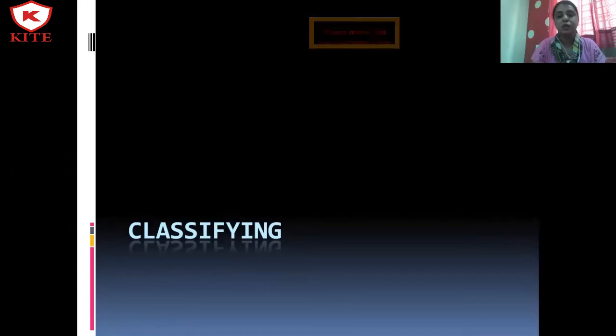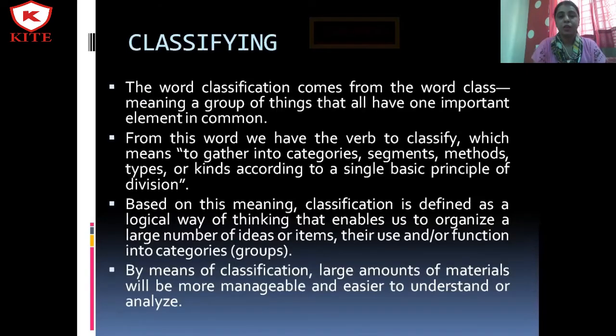Okay, let's begin with classifying. Looking at the word classifying or understanding this word classification, you obviously come to know that we are talking about division, we are talking about arranging the things into categories, putting them into various classes. Like, for example, when you are studying in a school, you are divided into various classes.